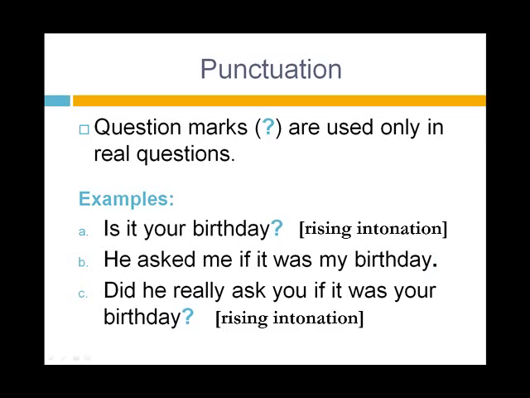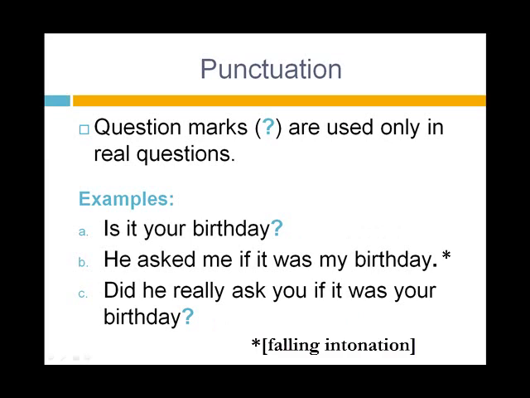Examples A and C are real yes-no questions. Our voice goes up. There is rising intonation. Is it your birthday? Did he really ask you if it was your birthday? Example B is a reported question, a statement, so we have falling intonation, which means our voice goes down. He asked me if it was my birthday.